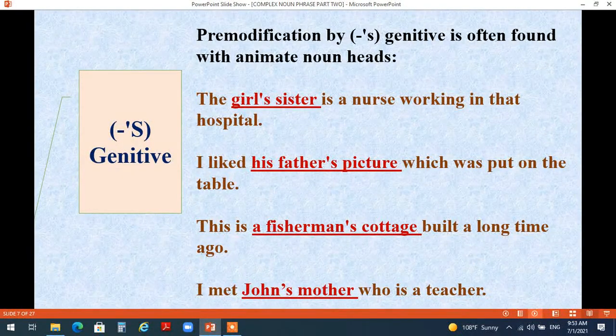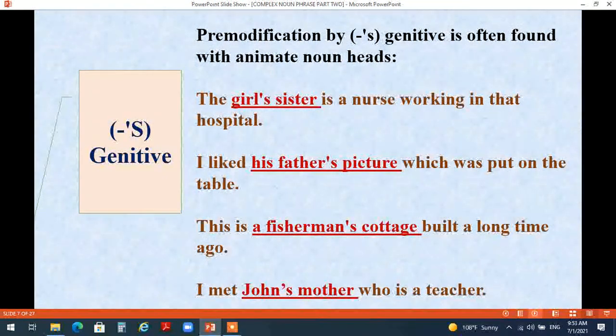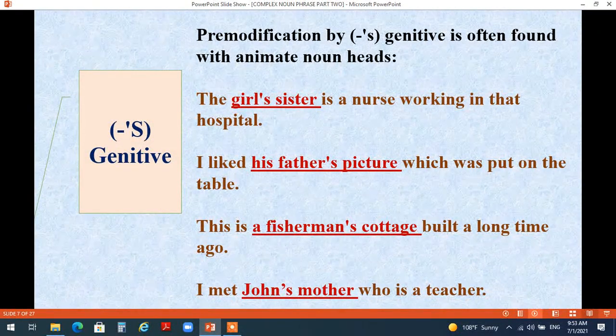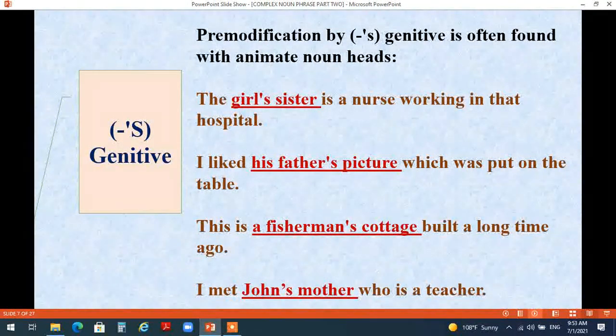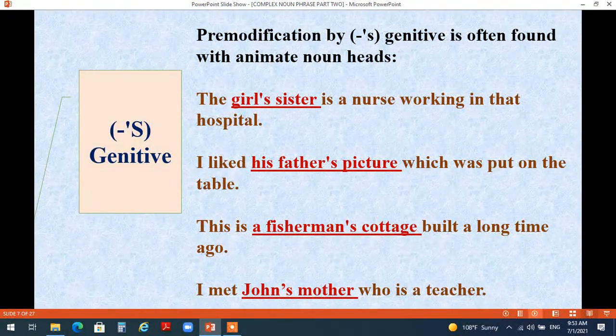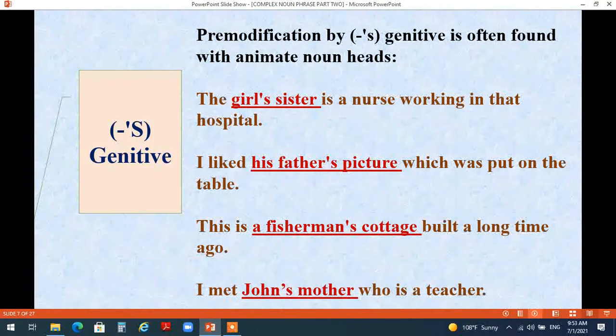For example, the girl's sister is a nurse working in that hospital. Here, the head word is the word sister, which has been pre-modified by using the S genitive. I liked his father's picture. أيضا, picture is the head word, which has been pre-modified by using the S genitive. This is a fisherman's cottage. Also, cottage is the head word, which has been pre-modified by using the S genitive. I met John's mother, who is a teacher. Then, mother is the head word, which has been pre-modified by using the S genitive.